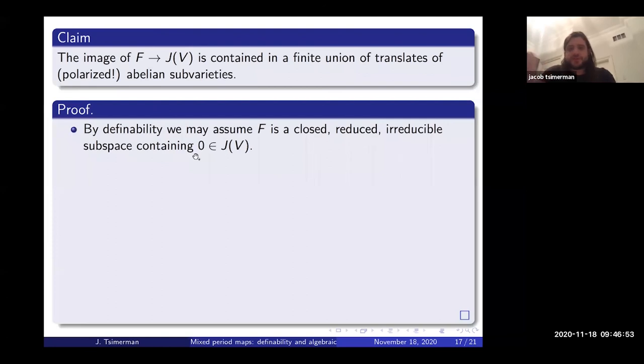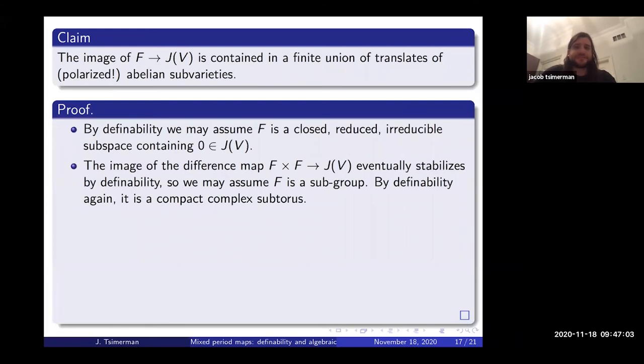So you're reduced to the nice case by definability, where your F contains zero and it's closed, reducible, irreducible. All that stuff's easy to get. And then if you keep applying the difference map, you eventually stabilize by definability and dimension theory, and you'll get some subgroup, and then everything is definable. So in fact, what you get is some compact complex subtorus.